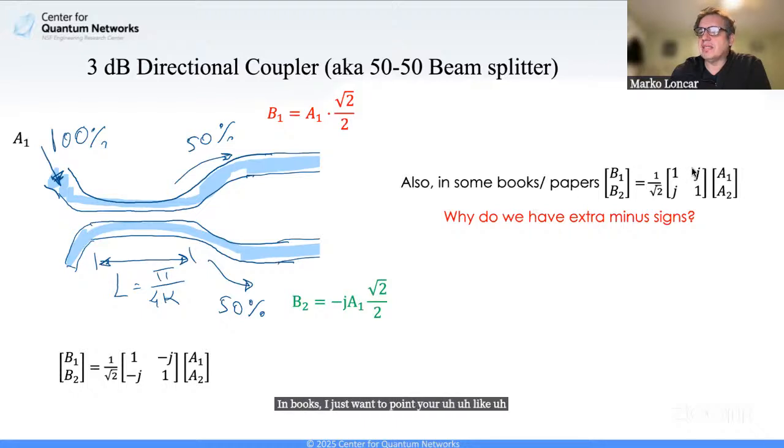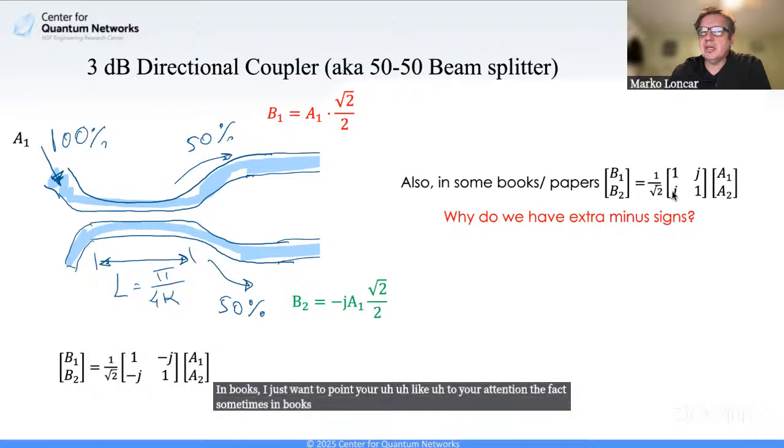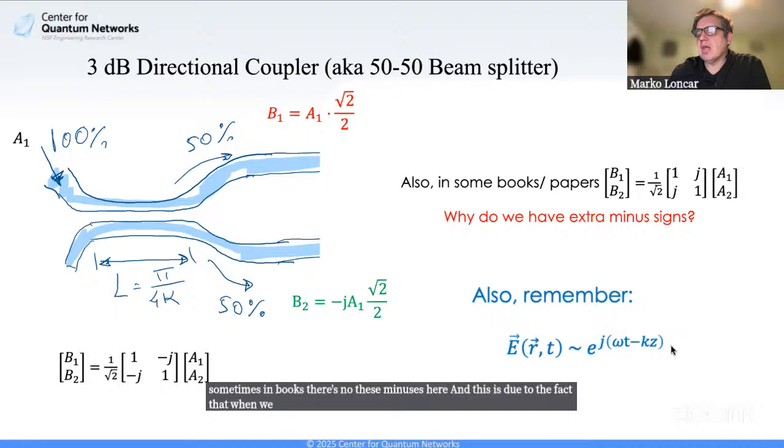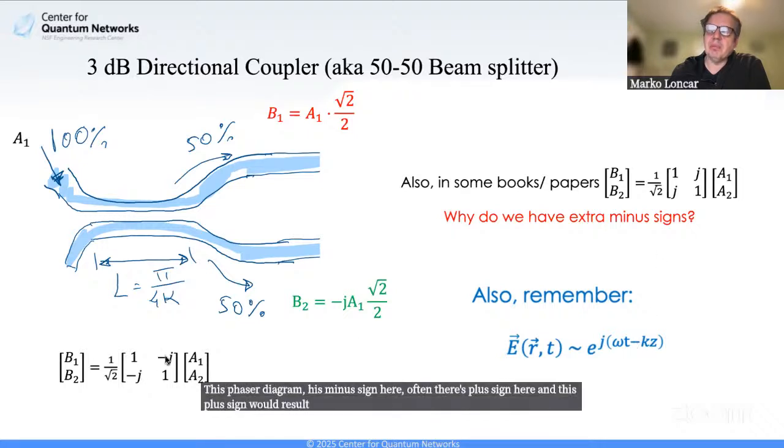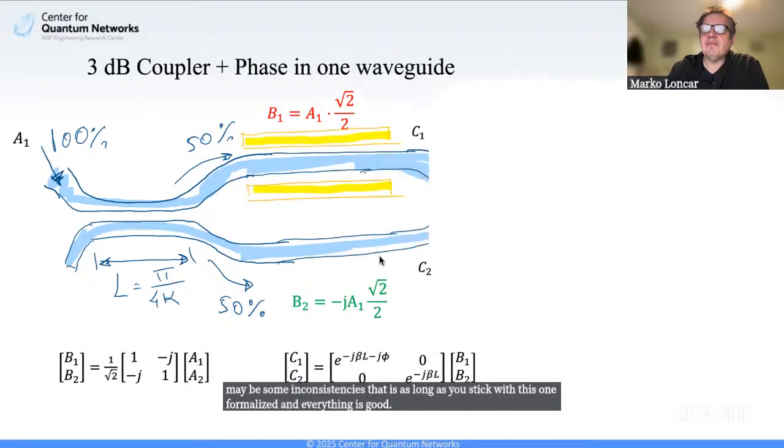I just want to draw your attention to the fact that sometimes in books there are no minuses here, and this is due to the fact that in this particular set of lecture notes, I chose to use a phasor diagram that has a minus sign here. Often there's a plus sign here, and this plus sign would result in these minus signs becoming plus. This is not so important. It's just like if you copy-paste notes from different books, there may be some inconsistencies. As long as you stick with one formalism, everything is good. So that's our 50-50 beam splitter.